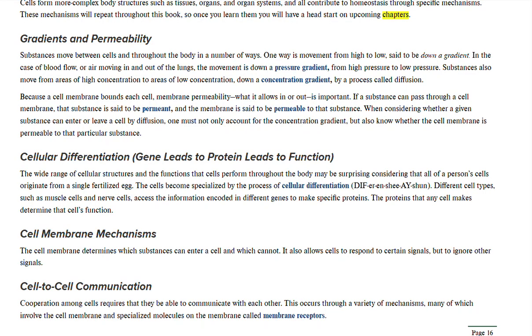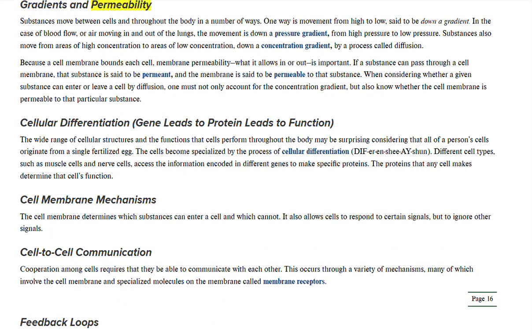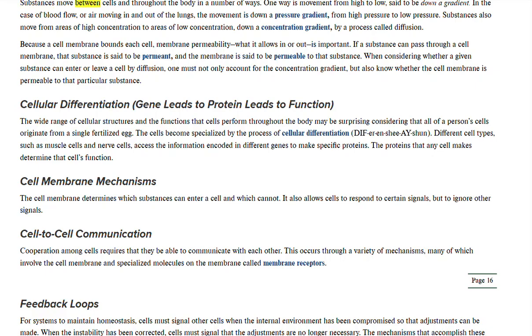Gradients and permeability. Substances move between cells and throughout the body in a number of ways. One way is movement from high to low, said to be down a gradient.